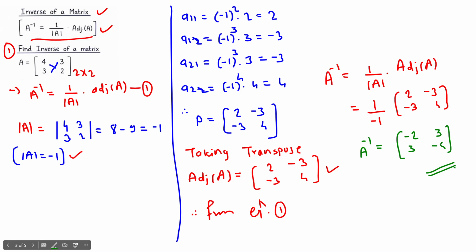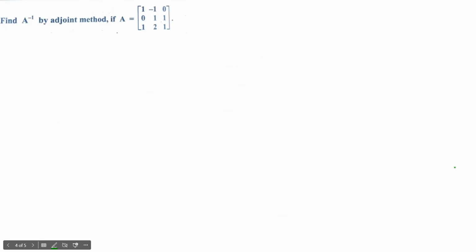In this way you can find the value of A inverse. It's very simple. What is extra in this? Yes, you have to find determinant of A, and you have to divide determinant of A, that value, to each term of adjoint of A matrix. Okay, let's see one more question.